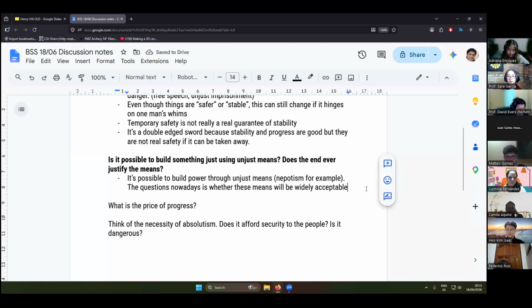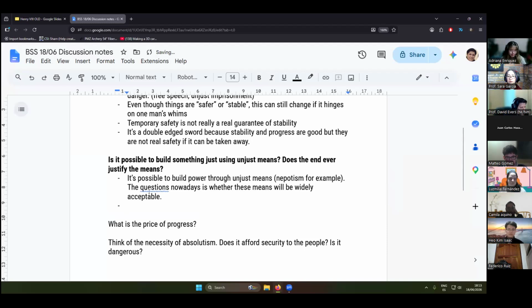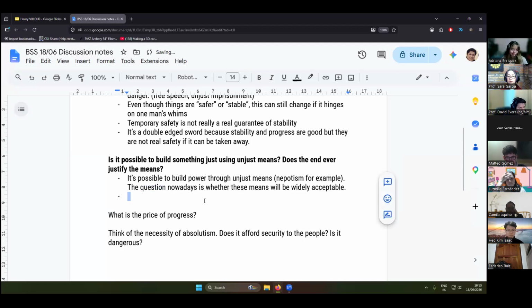Okay, yes. Very much possible to create power, very much possible to build power through unjust means. The question is the acceptance of that power. All right, perfect. Anybody else?